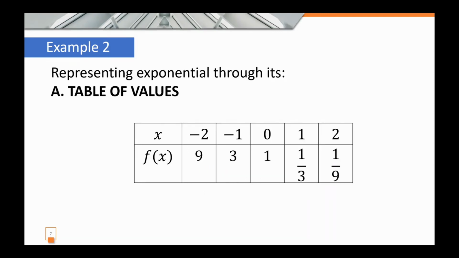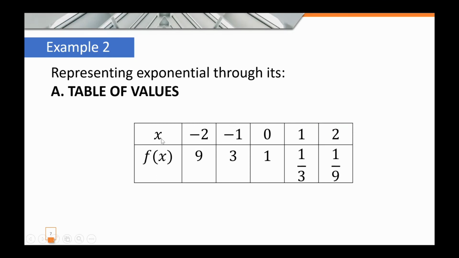Let's have example number 2. Representing exponential function through its table of values, graph, and equation. In example number 2, the first given is the table of values. We have here the values of x: -2, -1, 0, 1, 2. The values of x are increasing. In here, f(x) or y values are 9, 3, 1, 1/3, and 1/9. The values of f(x) are decreasing.